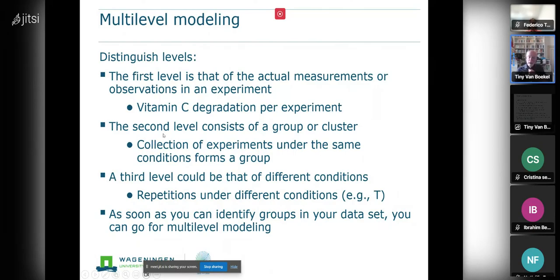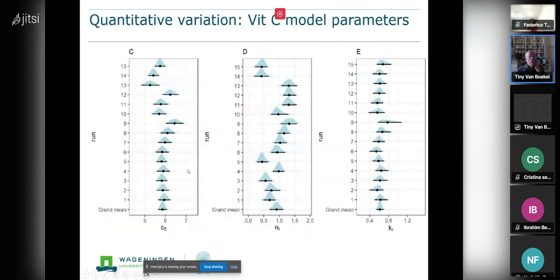Well, then you could also add other levels. For instance, you could do this at different temperatures, and then you have a third level. So you can have quite a few levels if you like. But the basic message here is that as soon as you can identify groups in your data, then multi-level modeling becomes possible. Now, this is the outcome of this analysis for these experiments, and I think that is quite insightful.